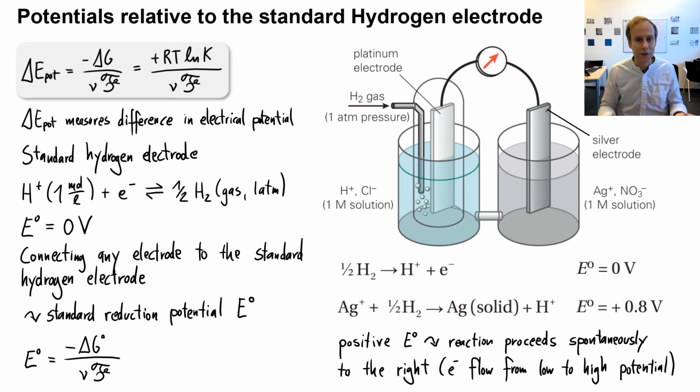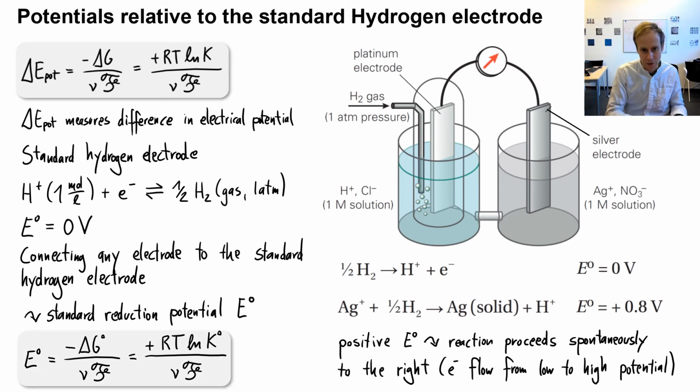So the standard cell potential, as we've seen before, can now also be measured and then gives you the standard Gibbs-free energy change with respect to the hydrogen electrode. And that also gives you basically the equilibrium constant for this chemical reaction, whether it's towards the right or towards the left, with respect to the standard hydrogen electrode.